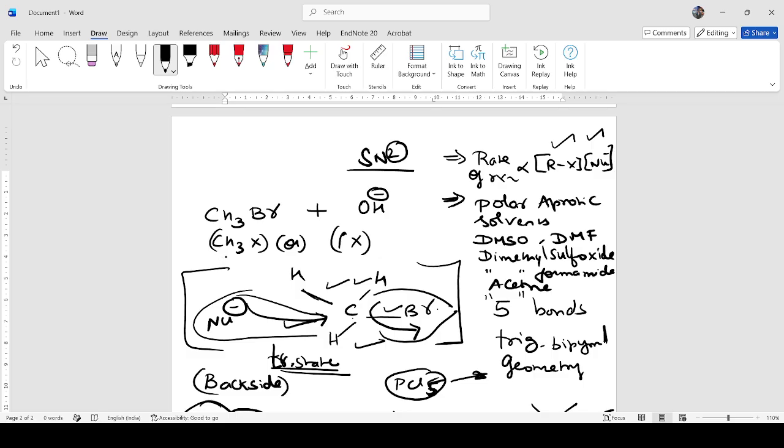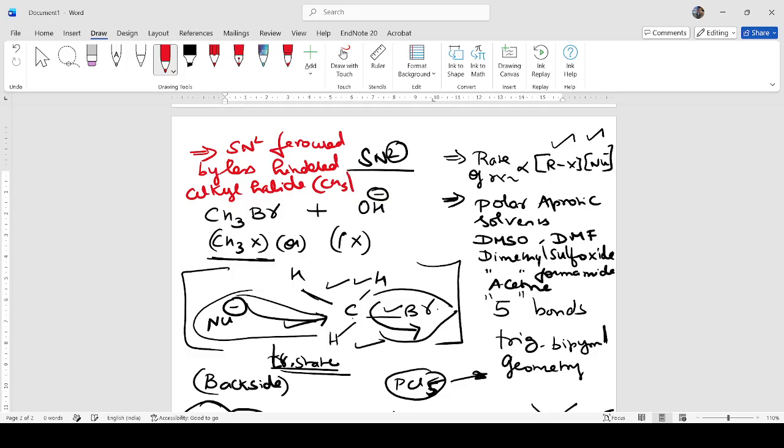And we mentioned that I'm taking methyl halide here. The next point that we have to remember is that SN2 is favored by less hindered alkyl halide, usually methyl or primary. This will undergo SN2 reaction.